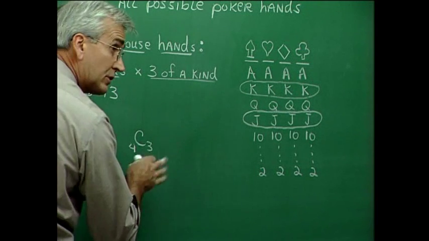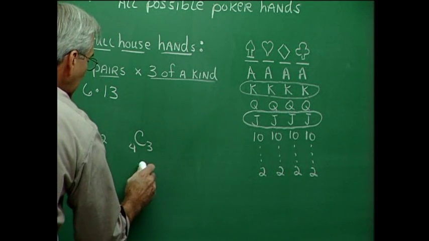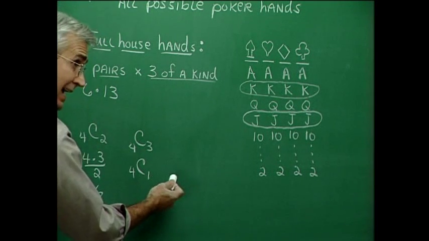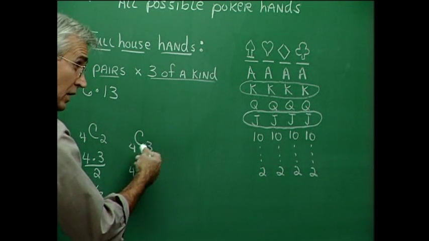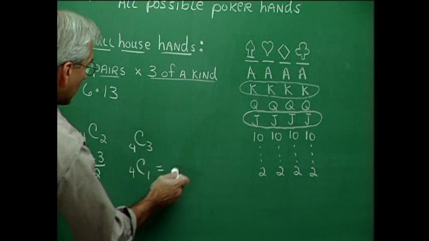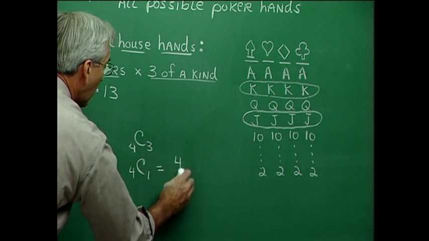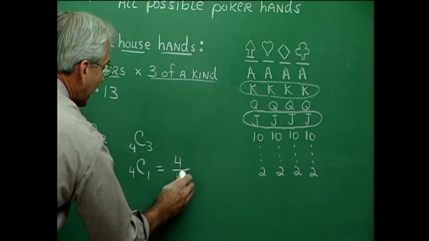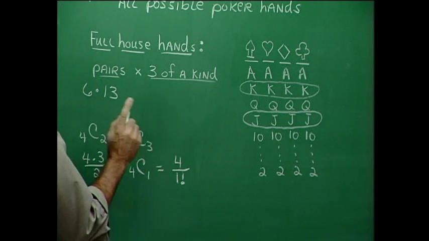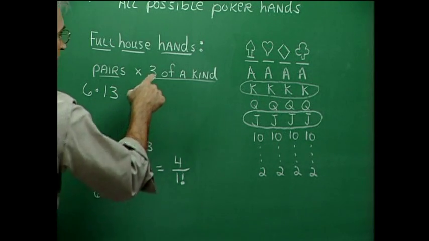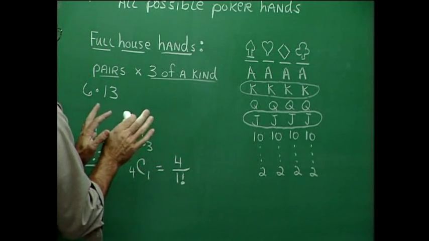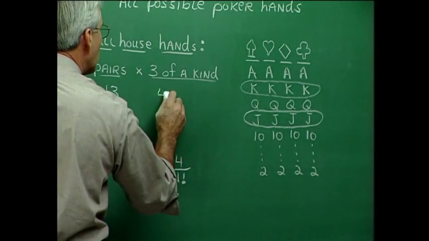And we know that a nice technique for making this calculation is the combination of 4 things taken 1 at a time. That's the fast way if we're using this number of factors in the numerator and all that kind of stuff. So this is 1 factor in the numerator starting with 4, and in the denominator it's 1 factorial, and so this is simply 4. All right, so the number of three of a kind jacks is 4. So there are 4 of those.